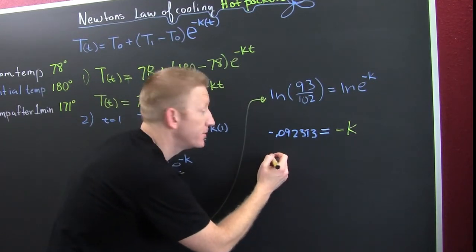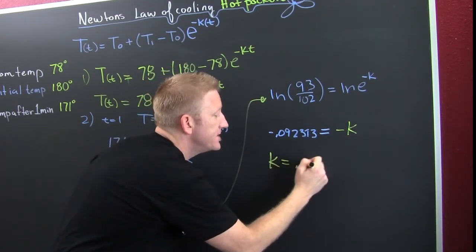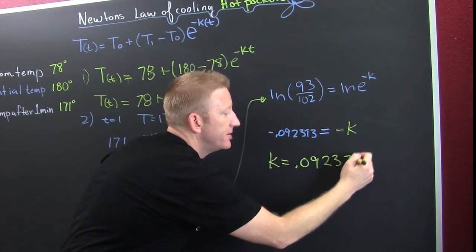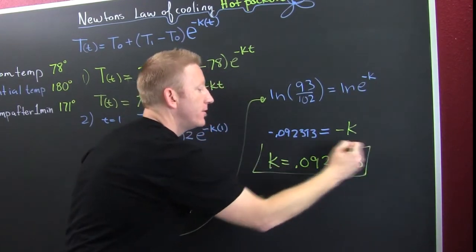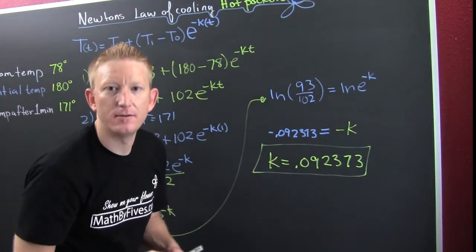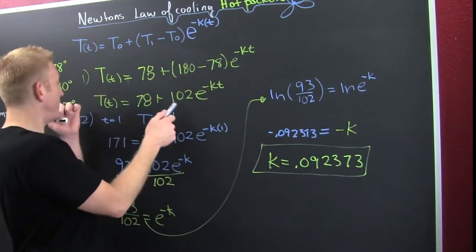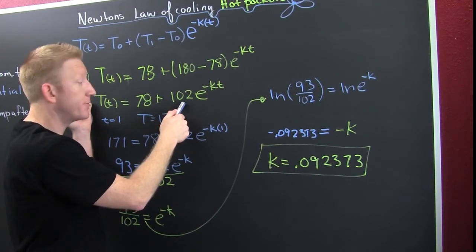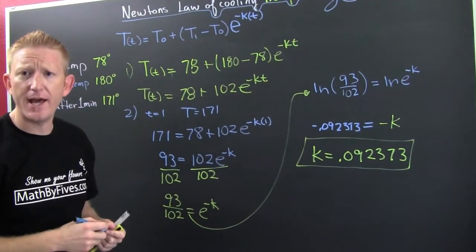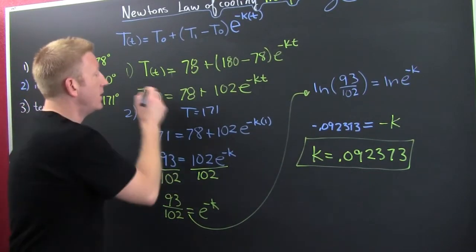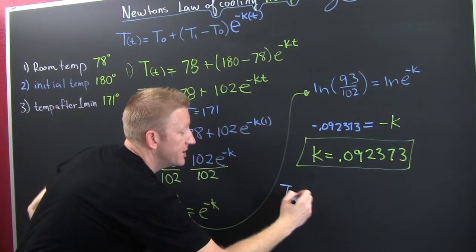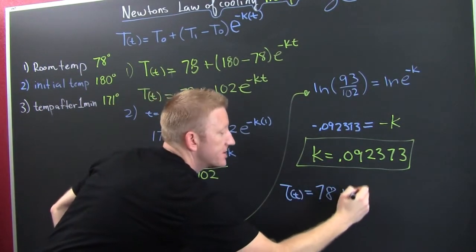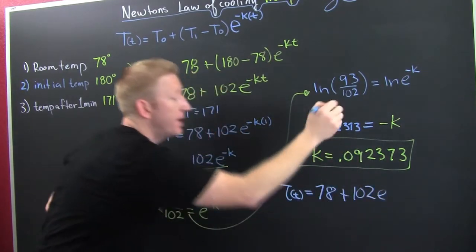Yes, that was step two. Our k is 0.092373. And now we can make a model. I'm going to put it back up into my generic, in order to find that specific, that would be step three. So let's do that now. T of t is going to be 78 plus 102 e to the minus kt.